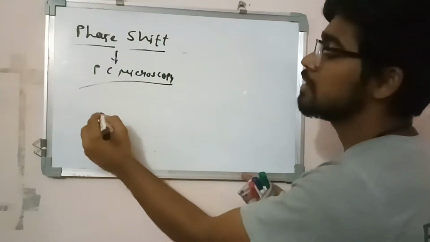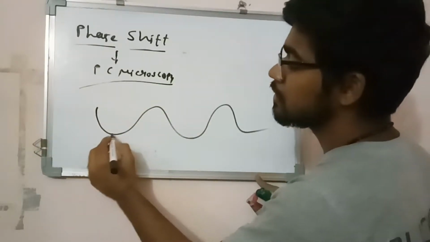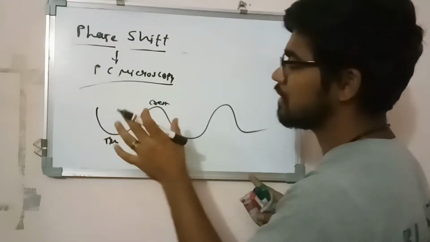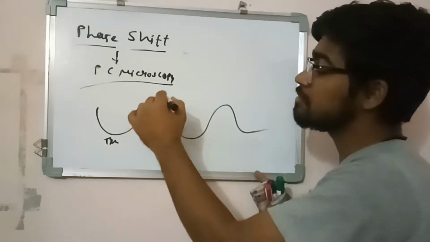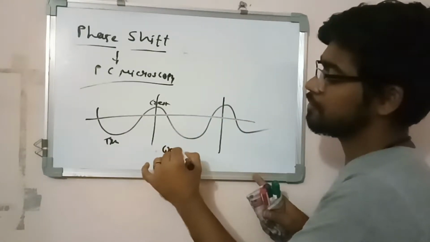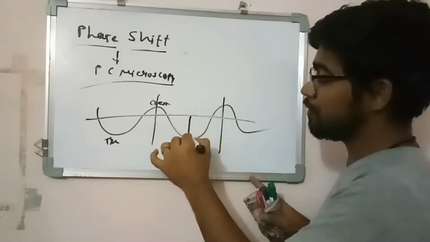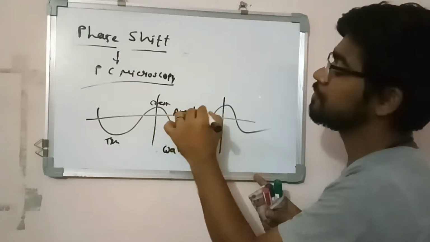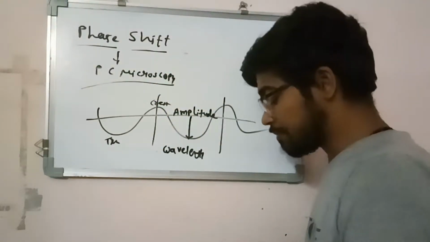So this is a simple ray. Now this is the crest and this is the trough. So what is the meaning of wavelength? The distance between two crests is called a wavelength. Now the height of a wave or curve is called the amplitude. So these two basic things we are going to talk about.